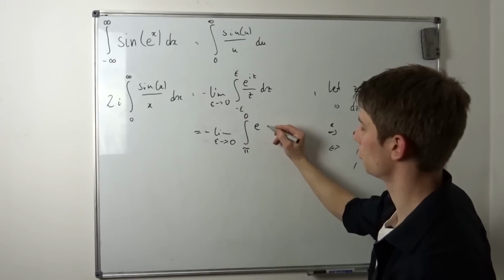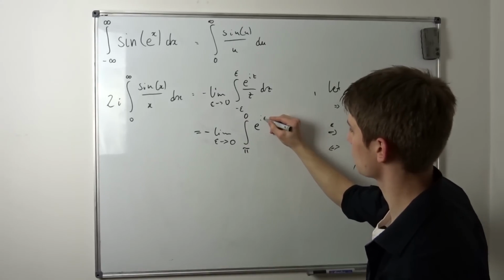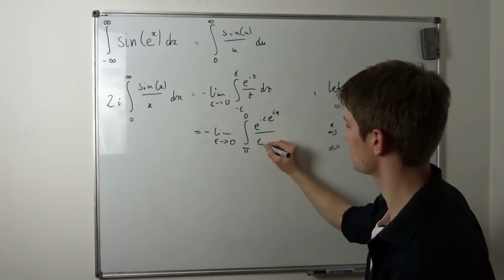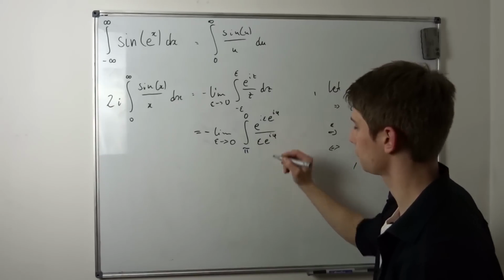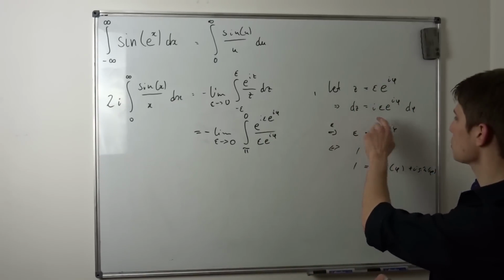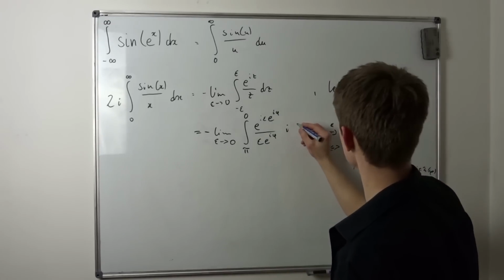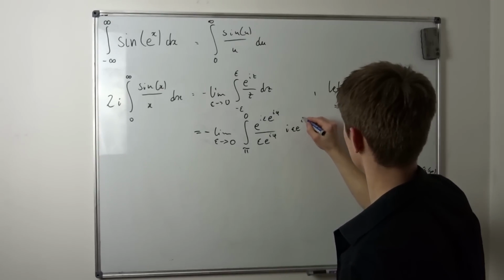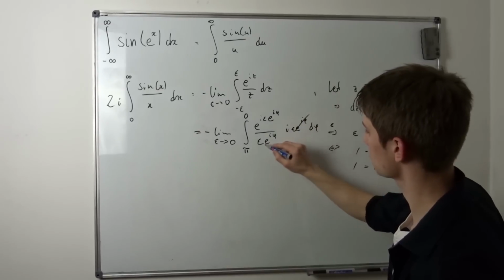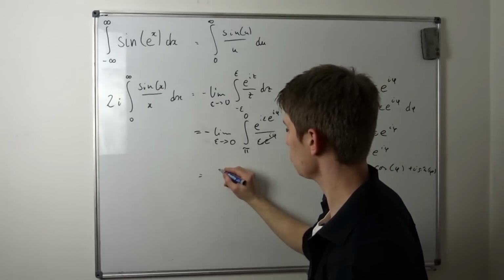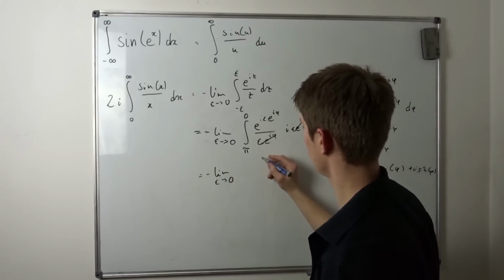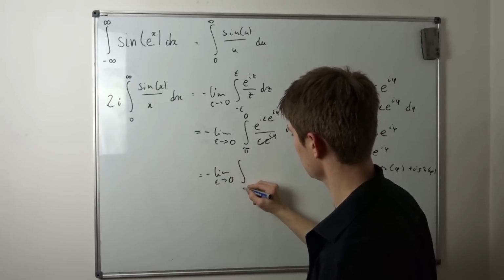So right now, our numerator is e to the i times epsilon e to the i phi over epsilon e to the i phi. Okay. And the next thing, we know what our dz is. dz is just this function right here, i times epsilon times e to the i phi d phi. And the great thing is, this cancels out. So right now we end up with minus the limit as epsilon goes to 0 of the integral.